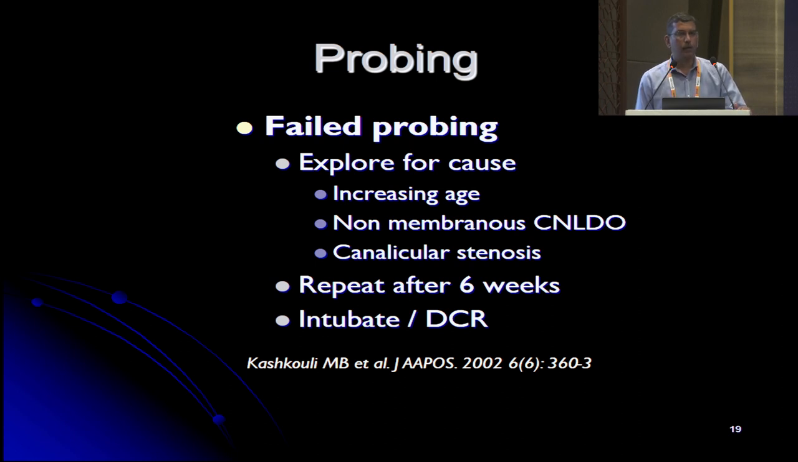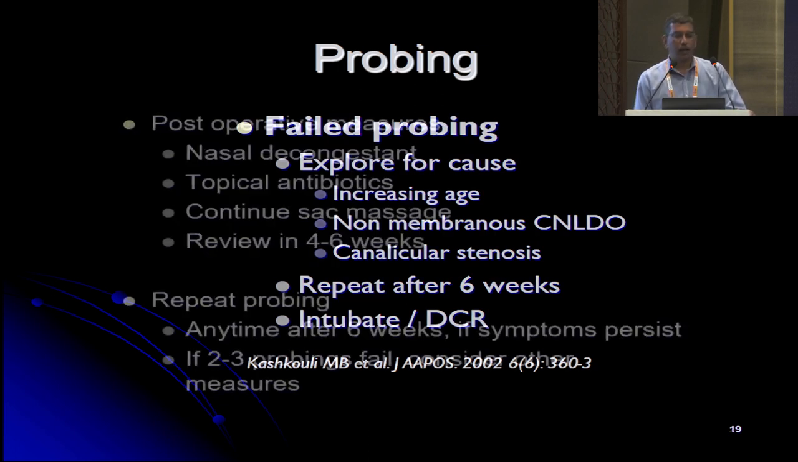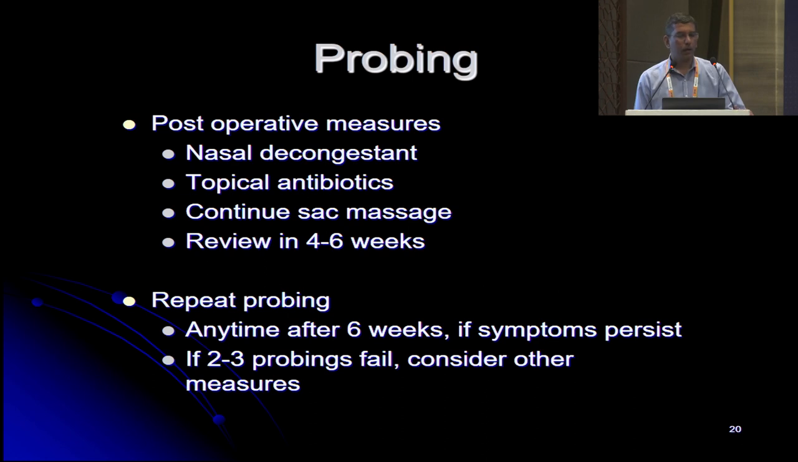If the child is slightly older, then along with the probing or the repeat probing, you can go for stenting, where the intubation can be done. DCR in children can be done if the child is slightly older, about 4 to 5, and repeated probing was done but it has failed. So as said, repeat probing can be done anytime after 4 to 6 weeks, if the symptoms persist.